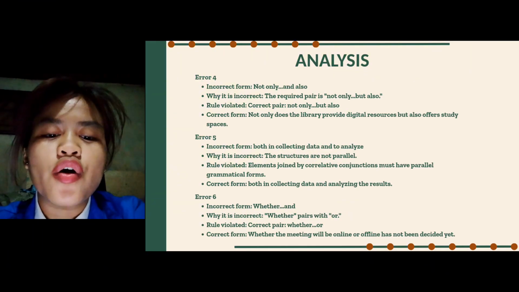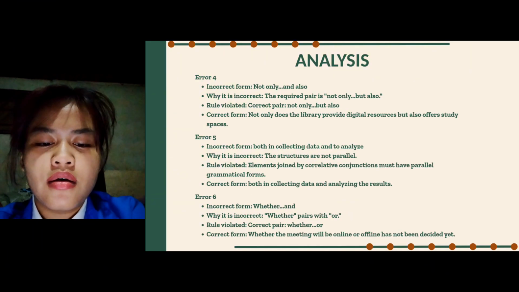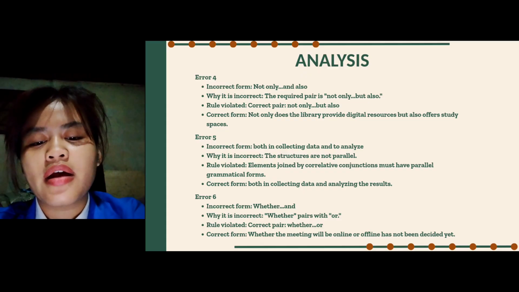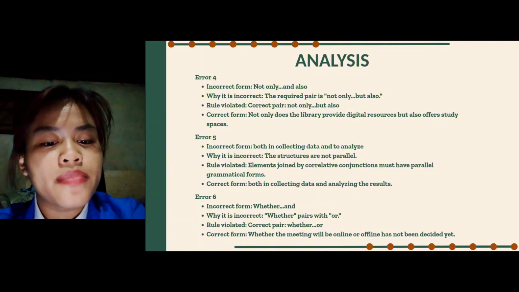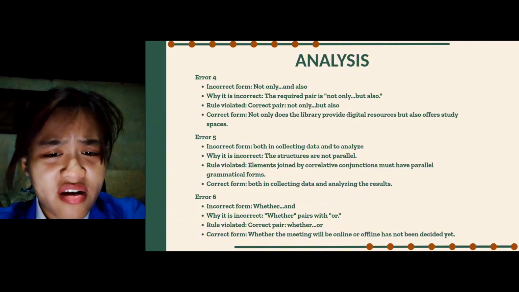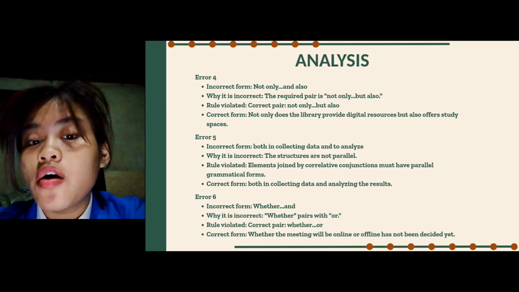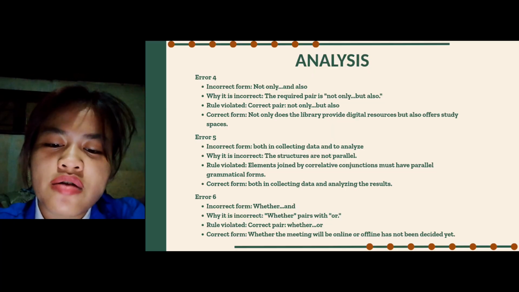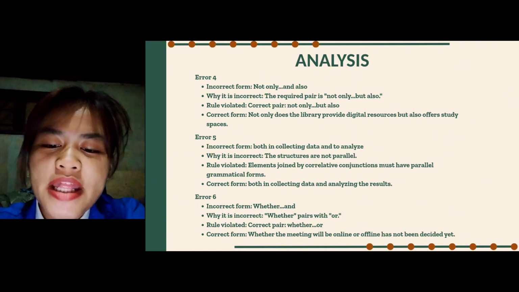Error 4. Incorrect form: not only and also. Why is it incorrect? The required pair is not only but also. Rule violated. Correct pair: not only but also. Correct form: not only does the library provide digital resources but also offers study space.